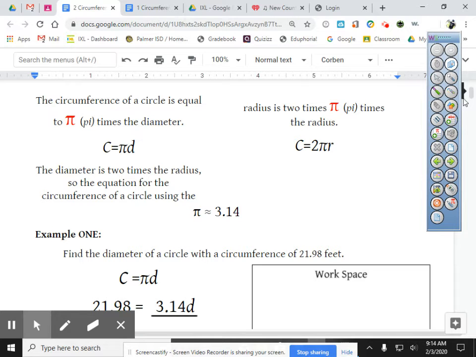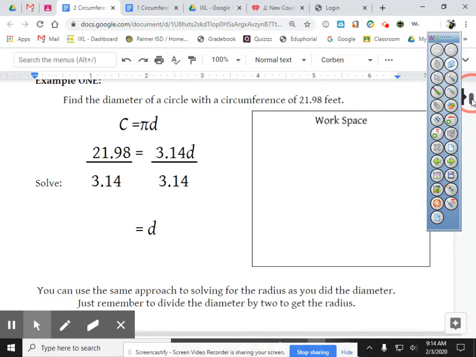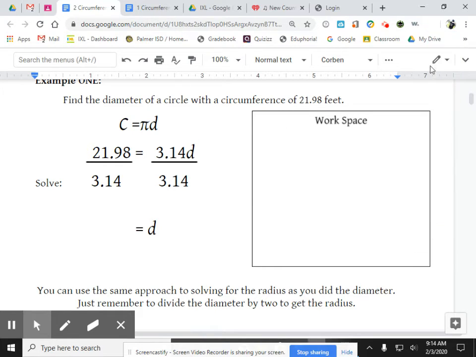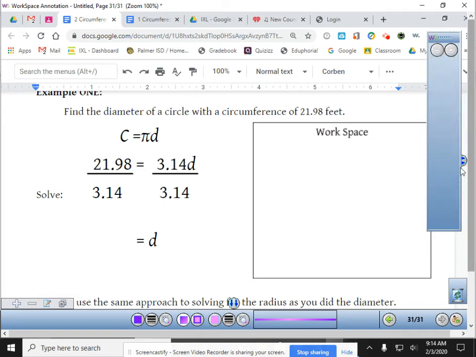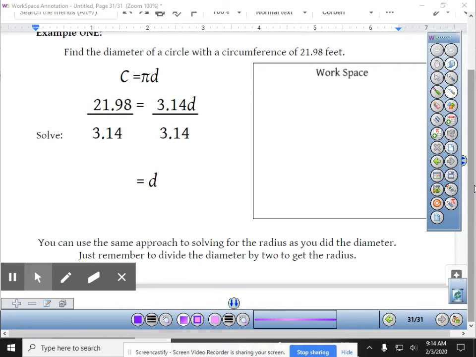So we're going to jump right in here to example 1. Find the diameter of a circle with a circumference of 21.98 feet. If you notice here, you are going to have to use 3.14. There's just no way around it. You're going to have to. So suck it up. That's all I have to say about that.